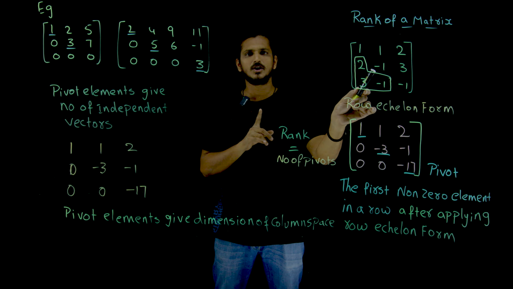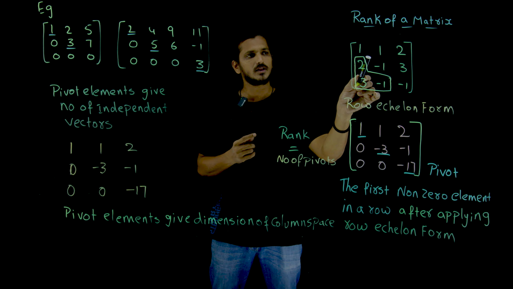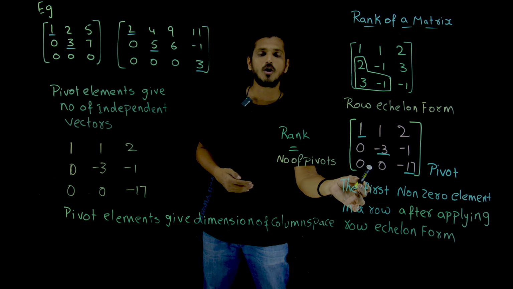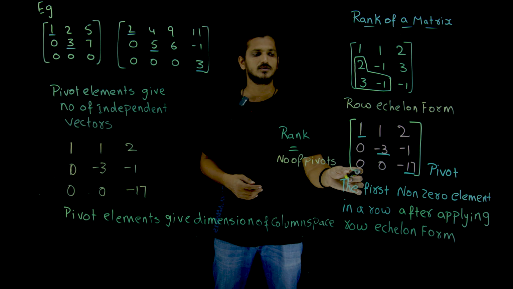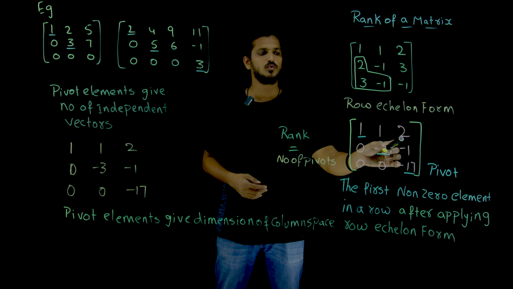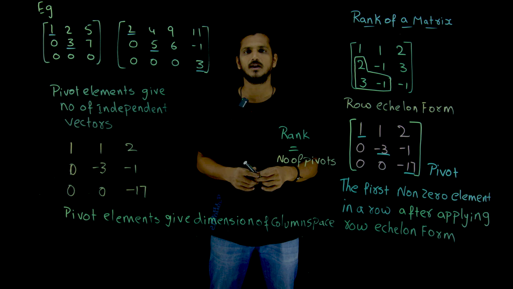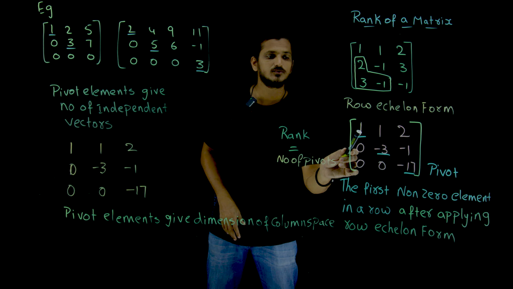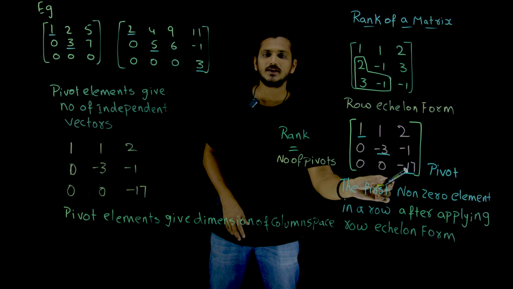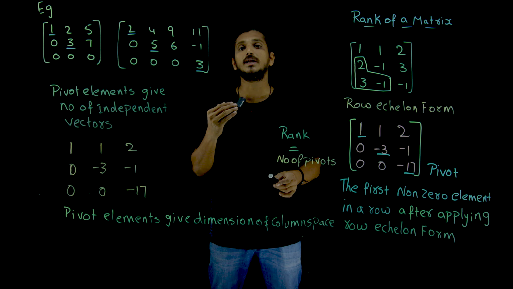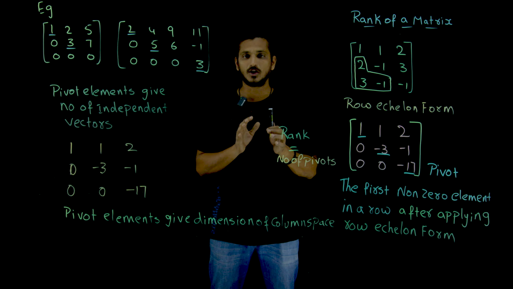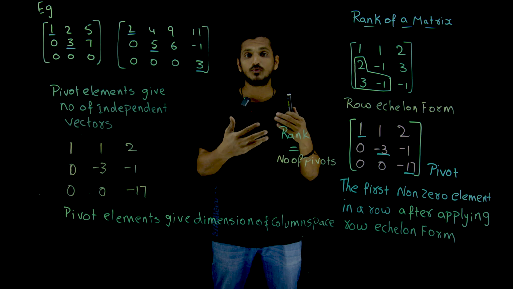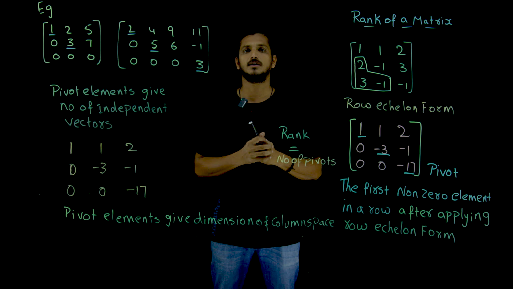In our last class example, after converting this matrix into row echelon form, this is the output we got: 1, 0, 0, 1, minus 3, 0, 2, minus 1, minus 17. And we said that this 1, minus 3, minus 17, we call them pivot elements. Now first we need to understand what is meant by a pivot element.